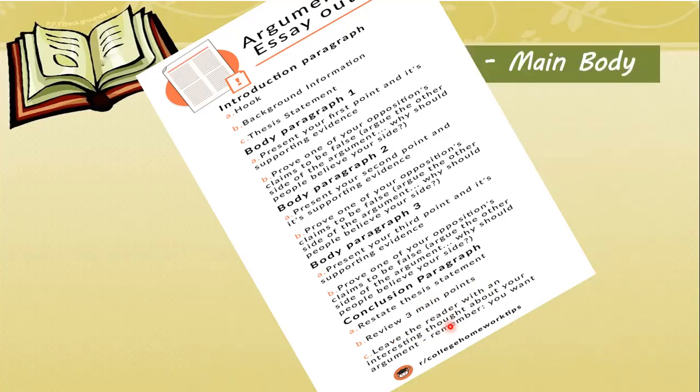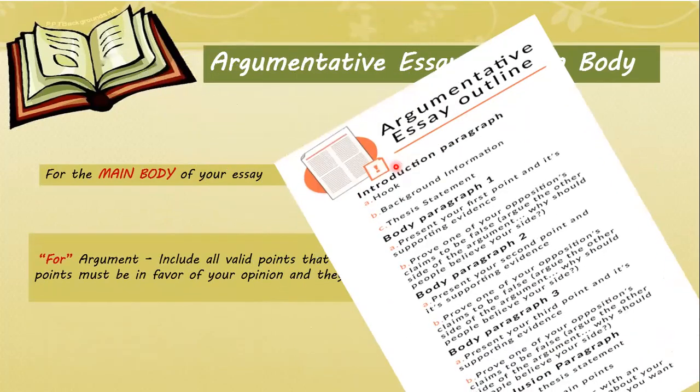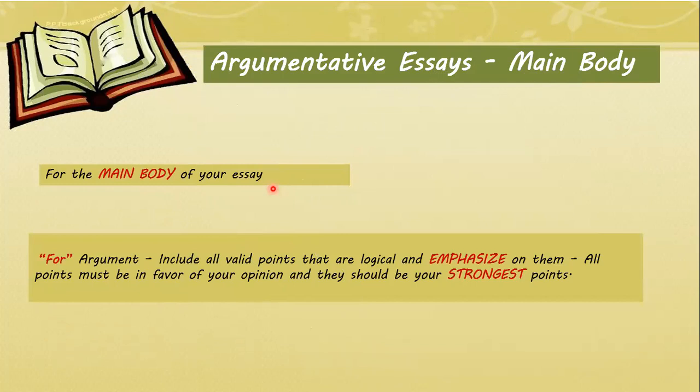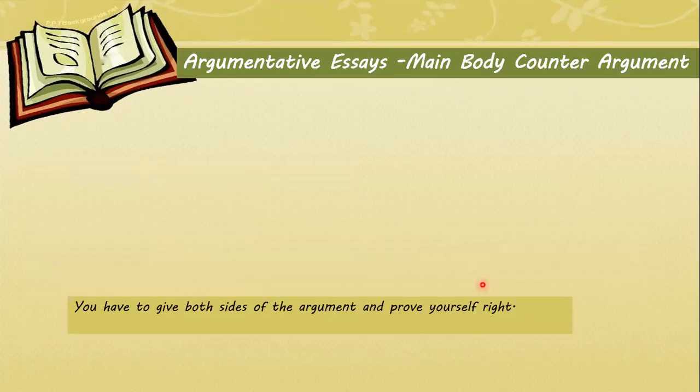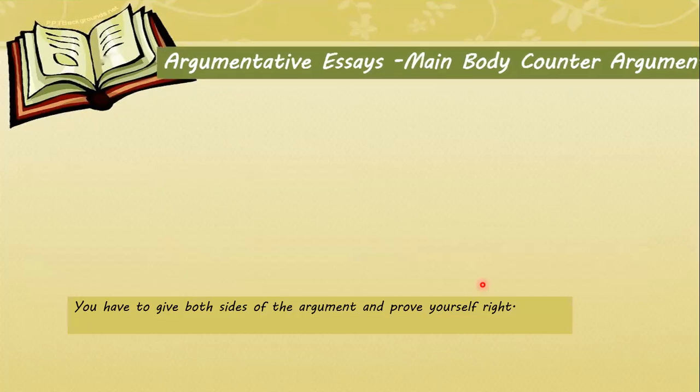So I'm sure that you're clear about the main body of the paragraph. The main body we have discussed. We can see that for the main body of the essay, 4 arguments include all valid points that are logical, and you're going to emphasize them. All your points must be in favor of your opinion, and they should be your strongest points. So out of the list of arguments you have made, you're going to choose which ones are the best points.